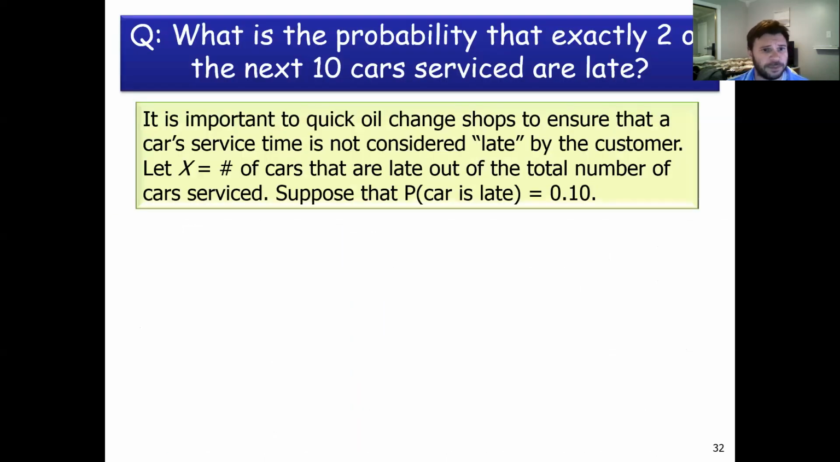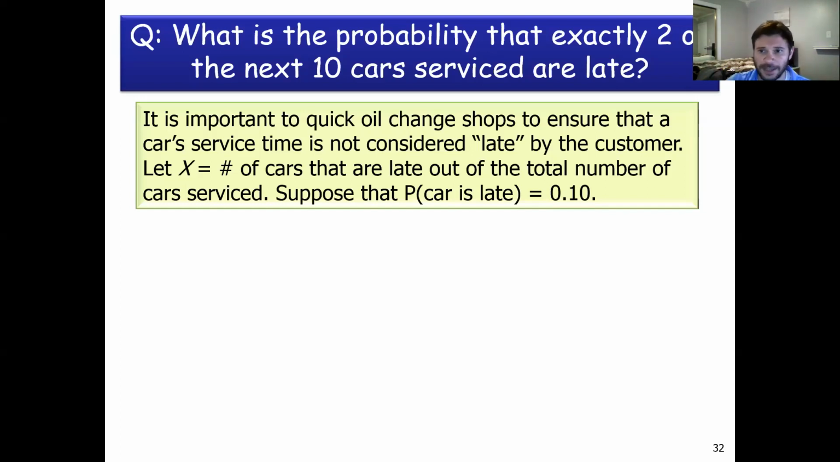In this example, it's important at quick oil change shops to ensure that a car's service time is not considered to be late by customers. Let capital X be the number of cars that are late out of the total number of cars serviced. So capital X is our random variable here, the number of late cars. Let's suppose historical data suggests that the likelihood of a car being late is around 10%. So we could look back at all of our data and see that out of the past 100 cars, about 10 cars were late.